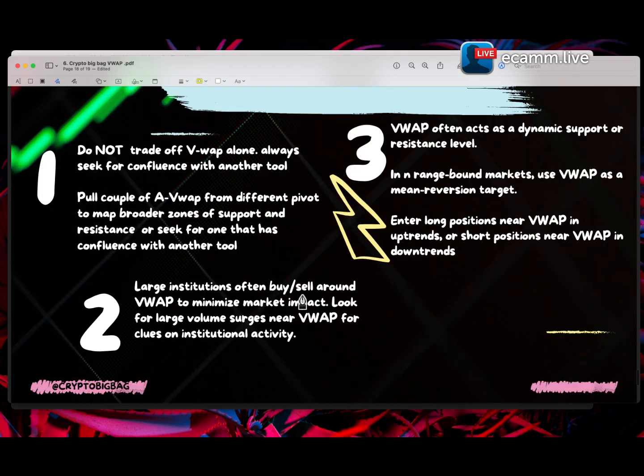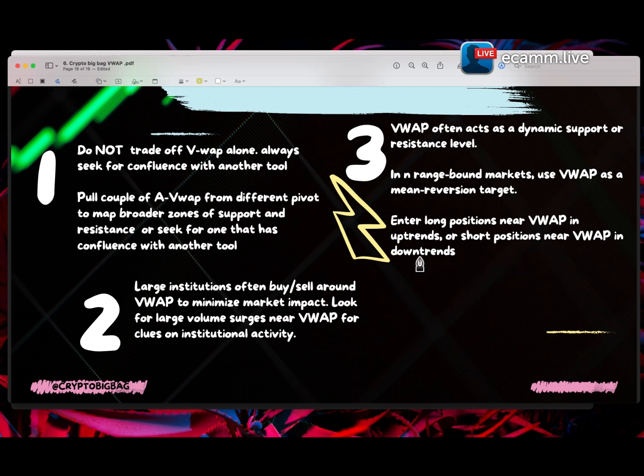Large institutions often buy and sell around VWAP to minimize market impact. Look for large volume surges near VWAP for clues of institutional activity. VWAP often acts as dynamic support and resistance, and basically that's what VWAP is all about. It's dynamic support and resistance because it doesn't stay stagnant like horizontal levels or historical levels or trend lines, right? It moves with price.